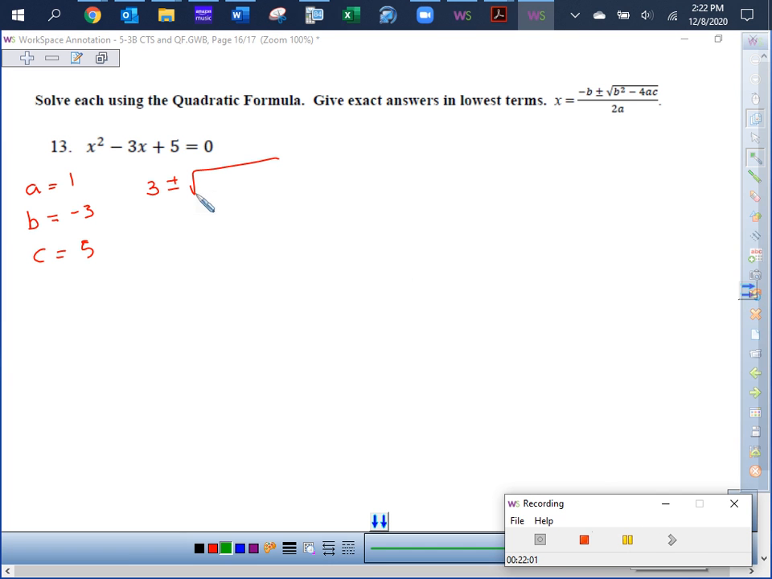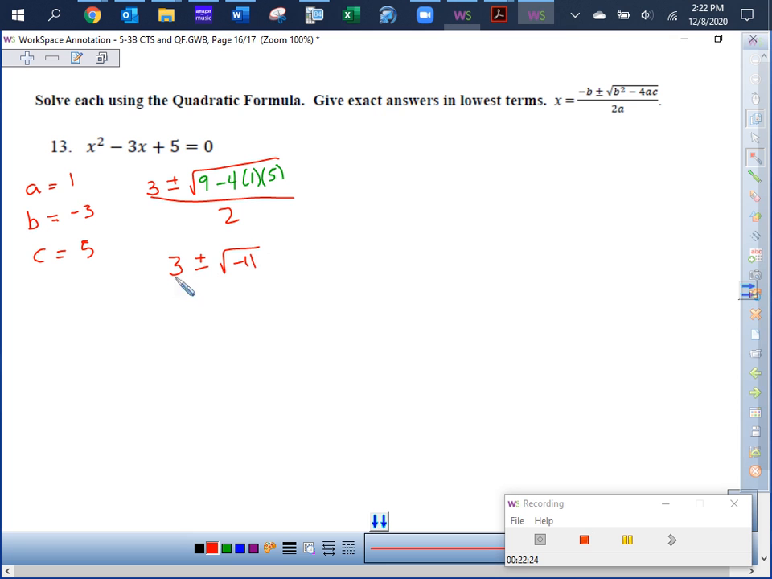So when I'm doing my b squared, remember that has to be 9. It's not negative 9. Negative 3 squared is always a positive number. Minus 4 times a times c all over 2 times a. Give me a little help with our discriminant. What did we get for a discriminant? Negative 11.